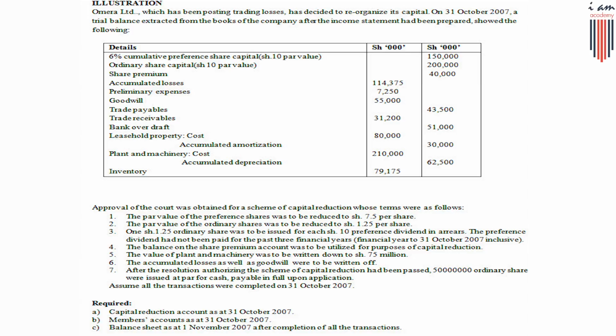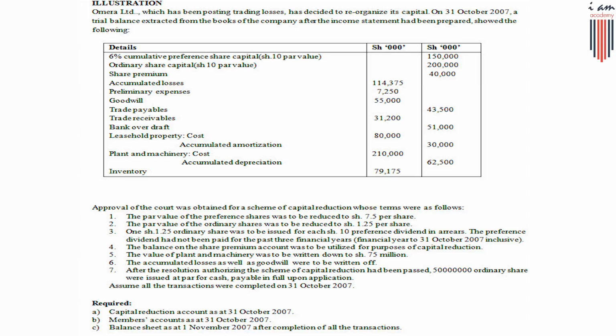Then we talk about note number 4. In note number 4, the balance on the share premium account was to be utilized for the purpose of capital reduction. So it means our share premium account will be written off. We'll debit our share premium account, we credit our capital reduction. We also have number 5, the value of plant and machinery was to be written down to 75 million.